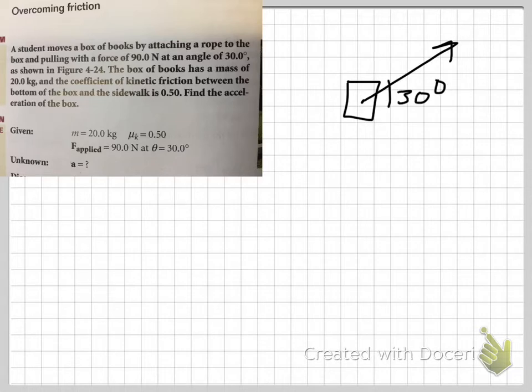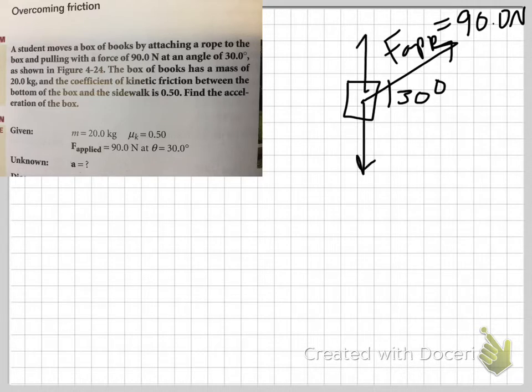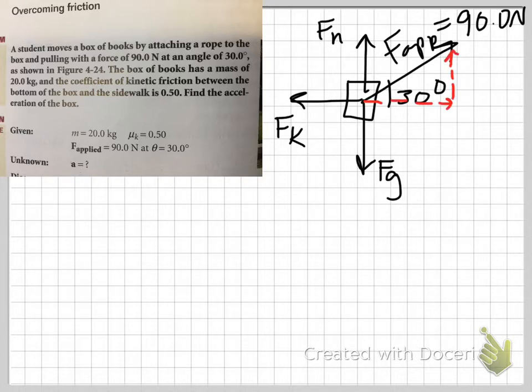30 degrees, force applied, 90.0 newtons, and we have Fn, Fg, force of kinetic friction. So I'm going to go ahead and break out my applied force. See where all those endless calculations you did for friction with ropes will help you? The reason I make you calculate that, 12 times?